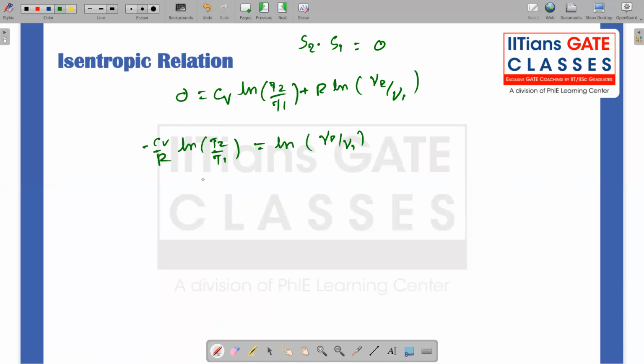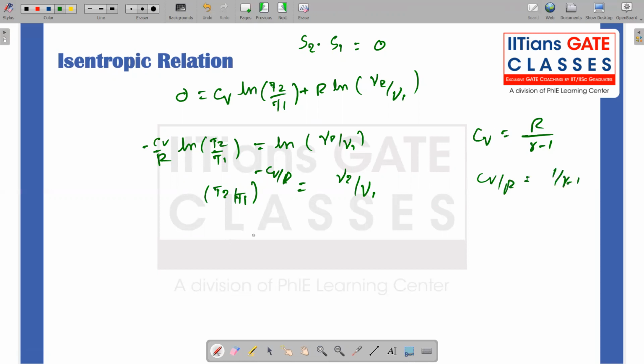So I can write like this using the logarithmic rules, that is A ln B is equal to ln B to the power of A. So if I equate both the terms within the logarithm, that is nothing but T2 by T1 to the power of minus Cv by R, which is also equal to V2 by V1. Or what is Cv by R? I have Cv equal to R divided by gamma minus 1, or Cv by R is nothing but 1 divided by gamma minus 1.